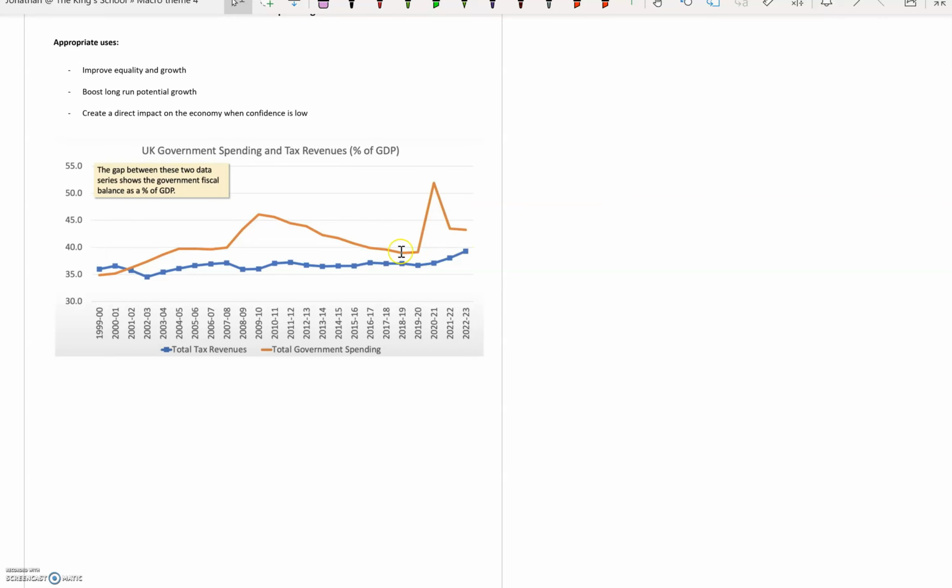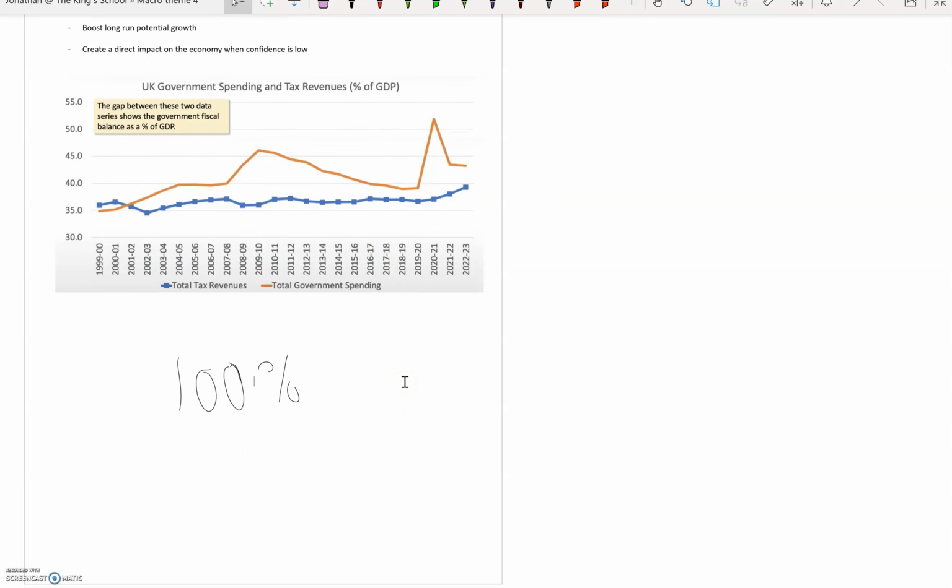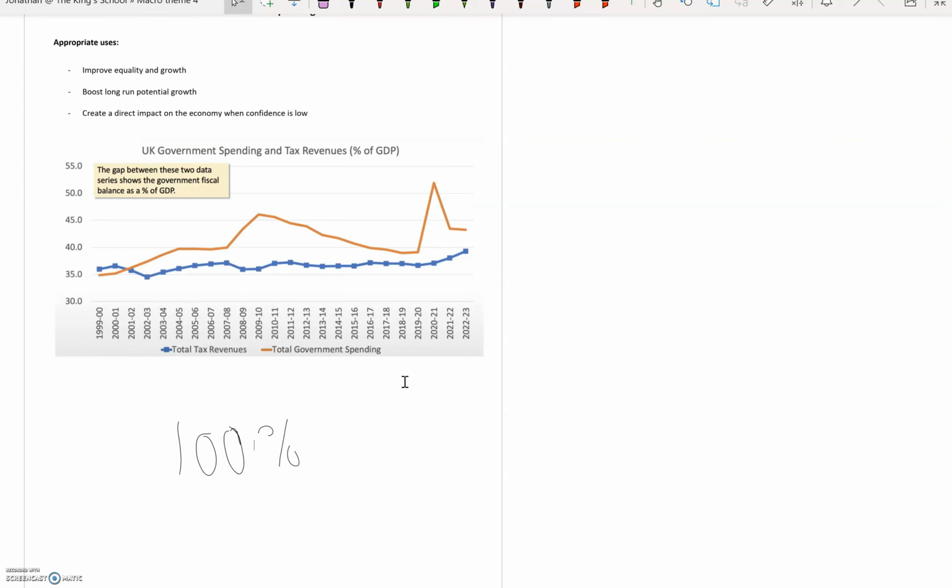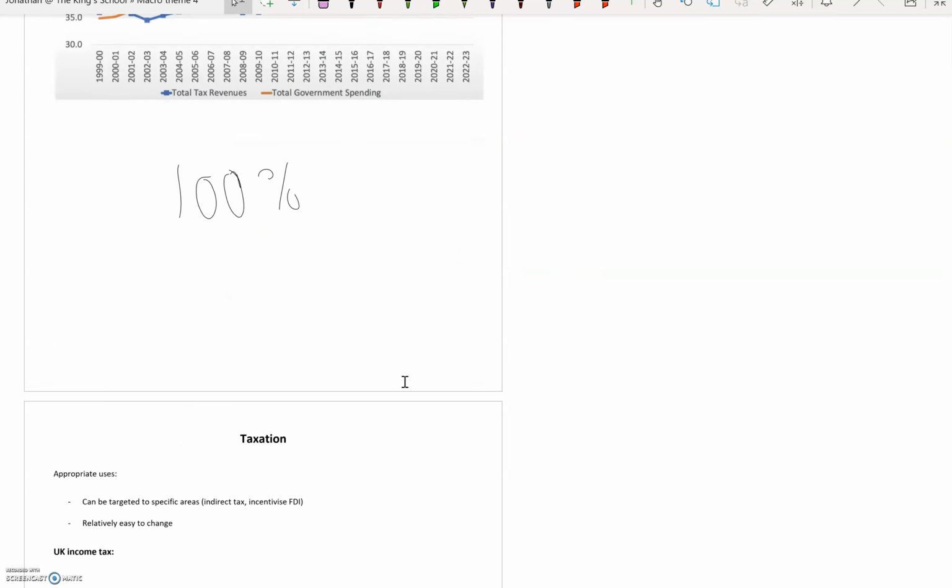We can only borrow so much. Currently, we have a GDP to debt ratio of 100%. So that means that the whole of the annual UK GDP is equal to its amount of debt, so around £2 trillion or thereabouts, a little bit more. So that's an incredible amount of debt, which means that we are limited in future government expenditure.